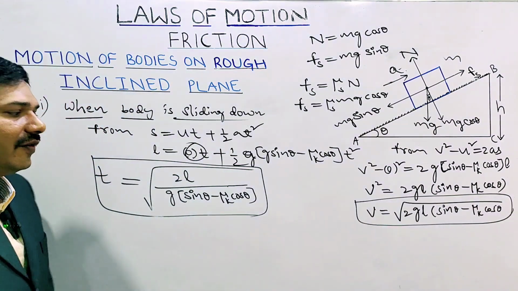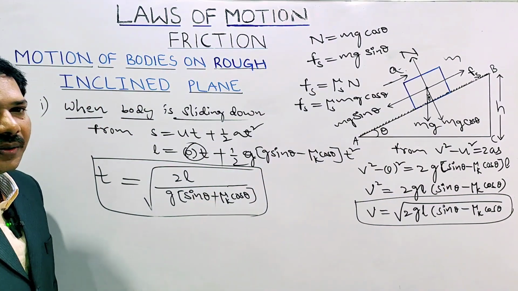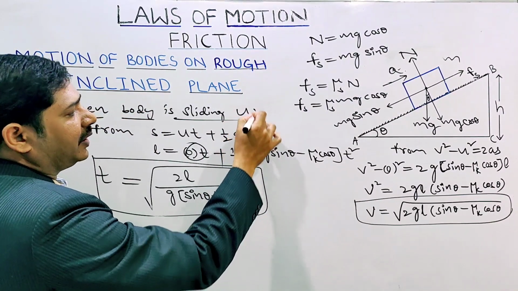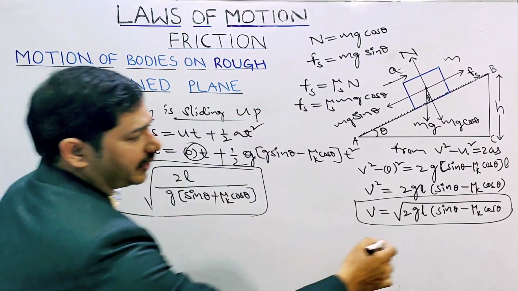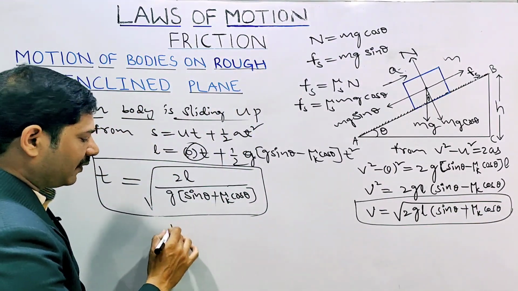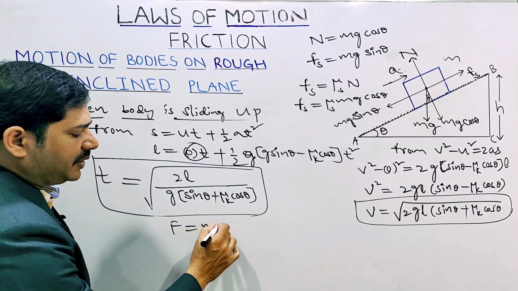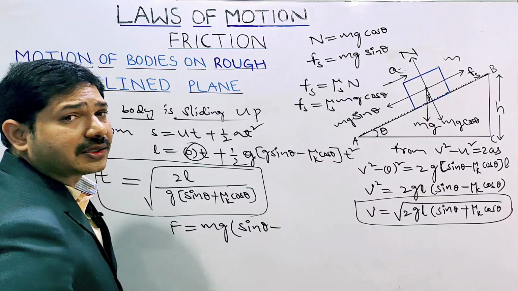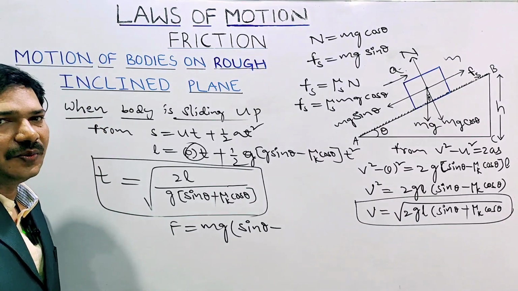Down. So that is why, what to do? Here wherever minus is there, for sliding up purpose you can take plus. And earlier we took force also. What is the force formula? Mg sin theta. There, for sliding down, we took minus mu k cos theta.